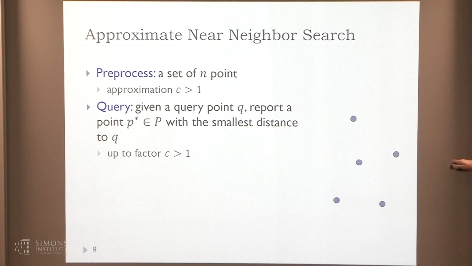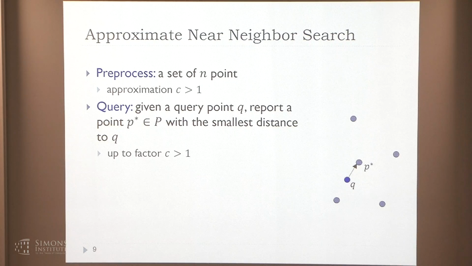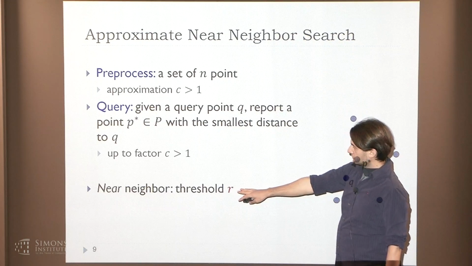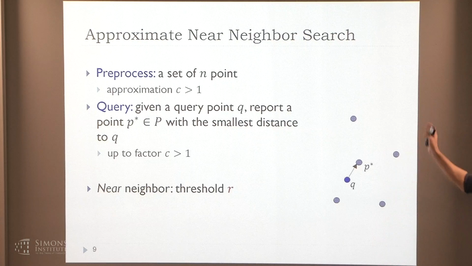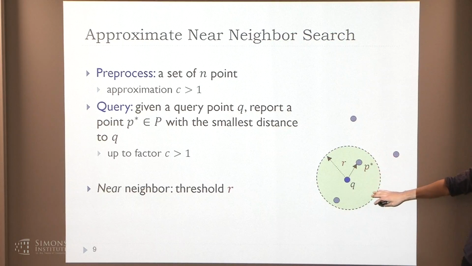The problem is to preprocess this data set so that given a query point q, we report the closest point p star, or maybe the closest up to some approximation factor c. Okay, so this is the nearest neighbor. We'll actually look at a related problem, near neighbor, which is formally connected to the nearest neighbor, but it's just easier to talk about. Here we have a threshold R. So instead of just reporting the closest point up to some approximation, it is okay to report any point within distance R from the query point.